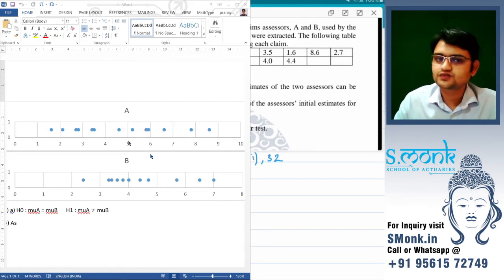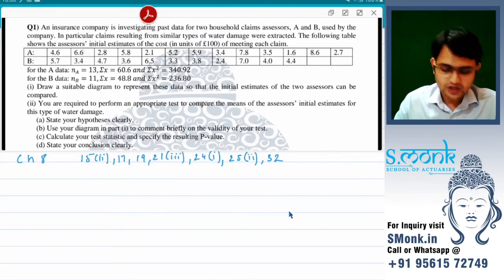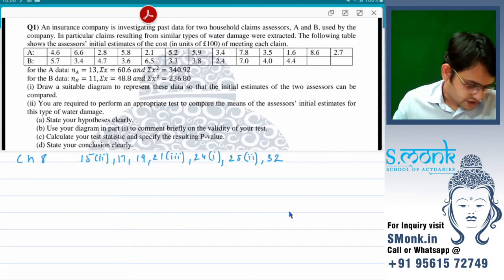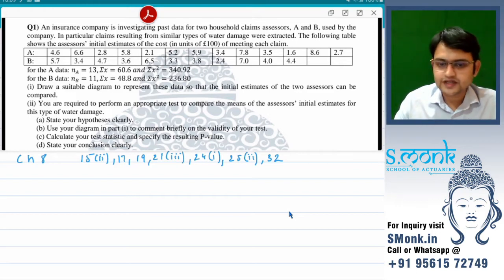Now let's move on. Although they have not asked these things, these are the things that we can observe from it. Then they are saying you are required to perform an appropriate test to compare the mean of the assessor's initial estimate for this type of water damage. State your hypothesis clearly. We did that. Our hypothesis is that the mean of A is equal to the mean of B, that is mu A equals mu B, and the alternate is not equal to.